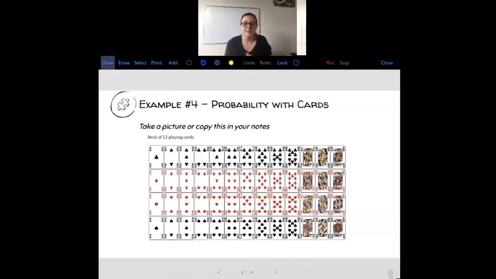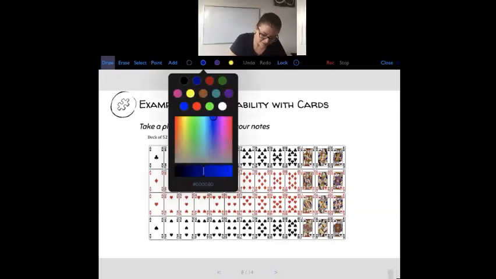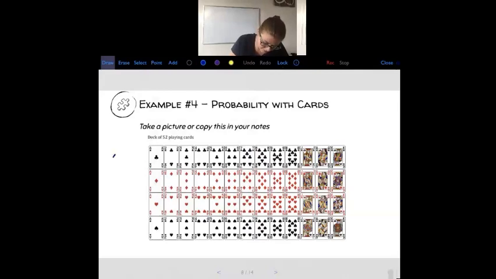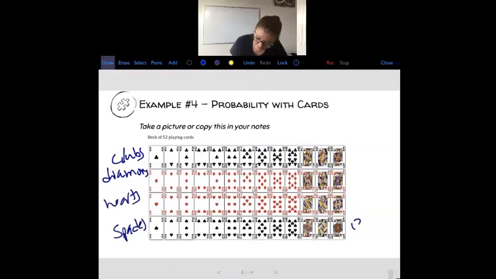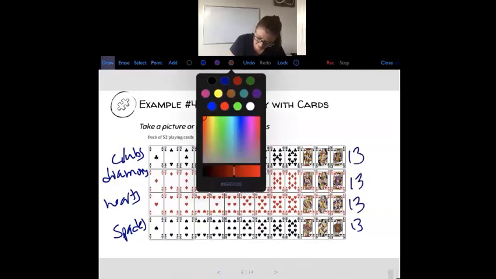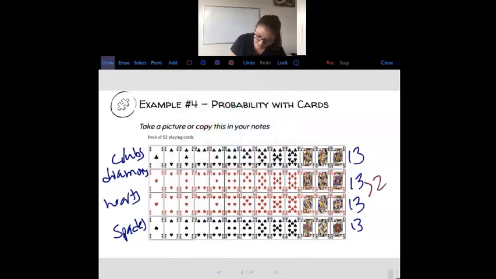Probability with cards. So take a picture of this in your notes or copy it into your notes. This is how a deck of cards is built. There are 52 playing cards total. The suits are clubs, diamonds, hearts, and spades. There's 13 of each. That means there would be 26 red cards, and if we look at the outer, there's also 26 black cards.